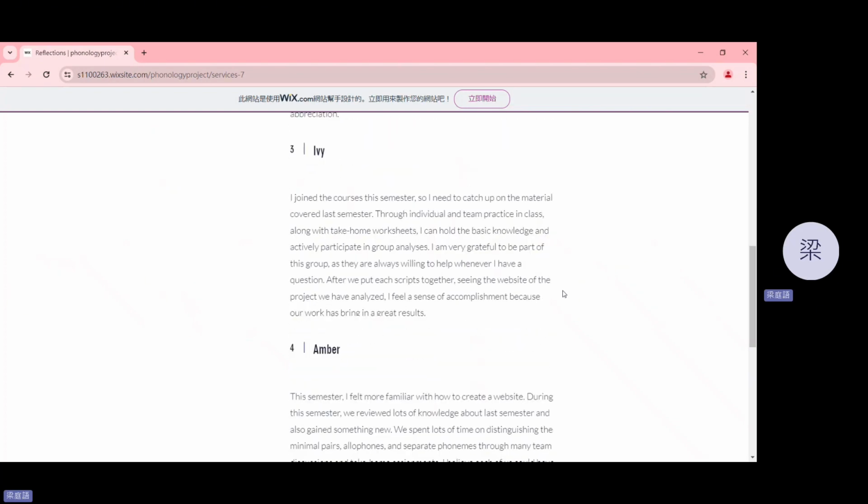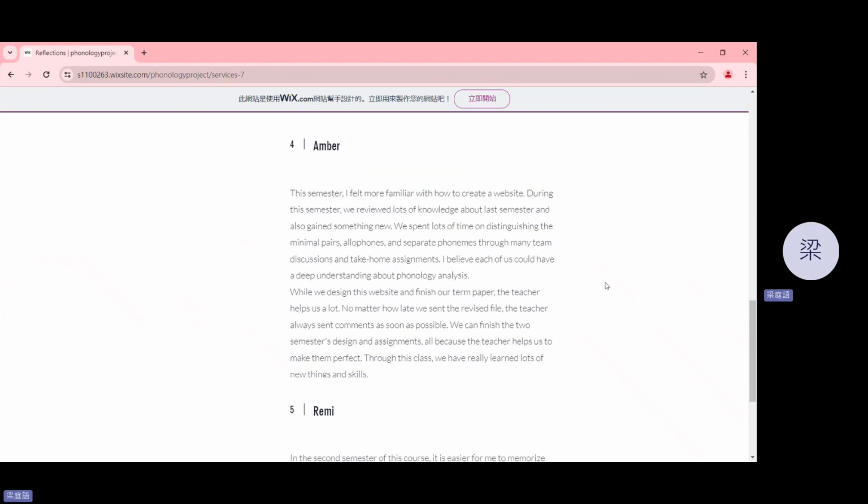And the last part is my own reflection during this course. This semester, I felt more familiar with how to create a website. During this semester, we reviewed lots of knowledge from last semester and also gained something new. We spent lots of time on distinguishing the minimal pairs, allophones, and separate phonemes through many team discussions and take-home assignments. I believe each of us has a deeper understanding of phonology analysis.